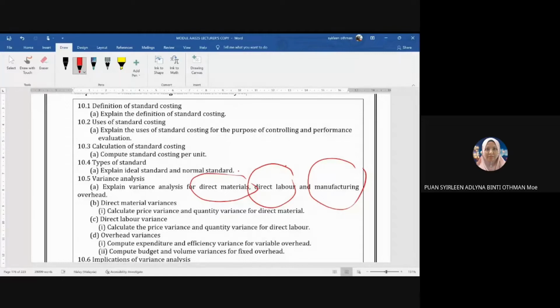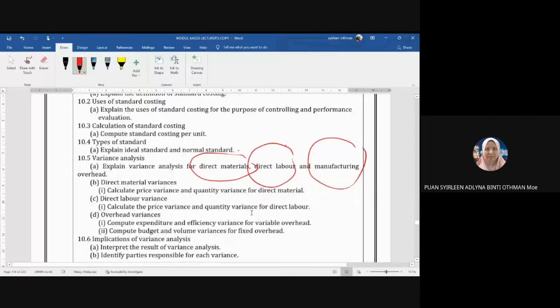Okay, alright. Kalau kamu tengok dekat sini, untuk direct material variance kita ada price and quantity. Alright, so price tu we are relating the variance tu dari segi harga lah, harga bahan mentah. Okay, and quantity tu ialah bahan mentah, quantity bahan mentah yang digunakan. Alright, and then kalau direct labor pun kita ada price and also quantity.